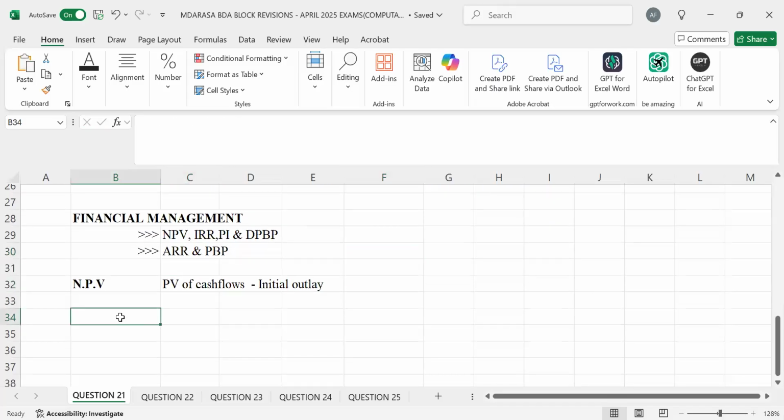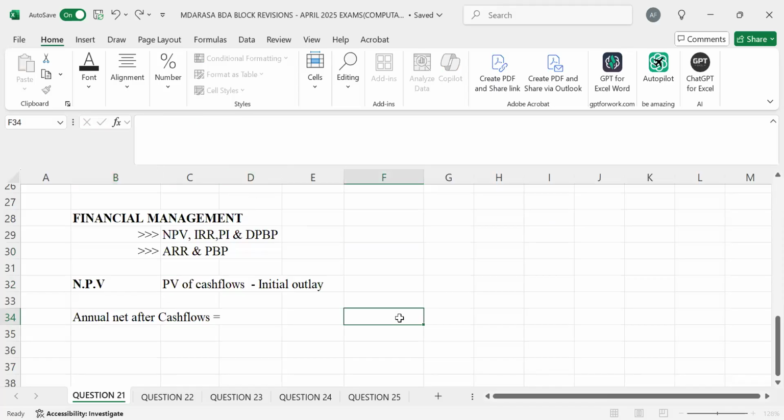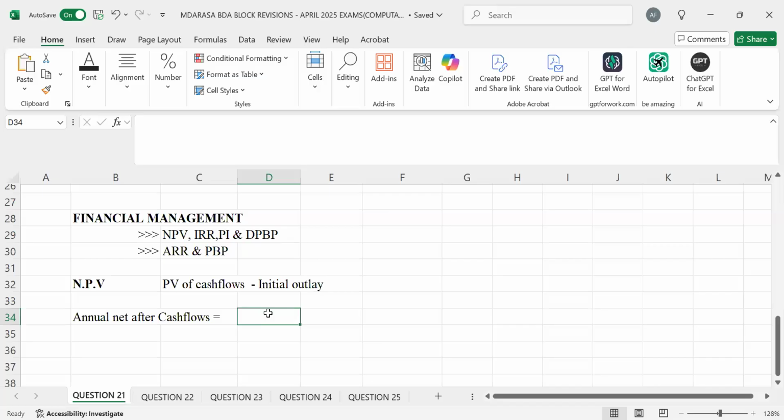Another concept is that the cash flows you're talking about here are annual net after tax cash flows. Looking at the annual net after tax cash flows, we should always recall that we are talking about our contribution less our fixed costs, less any form of tax.